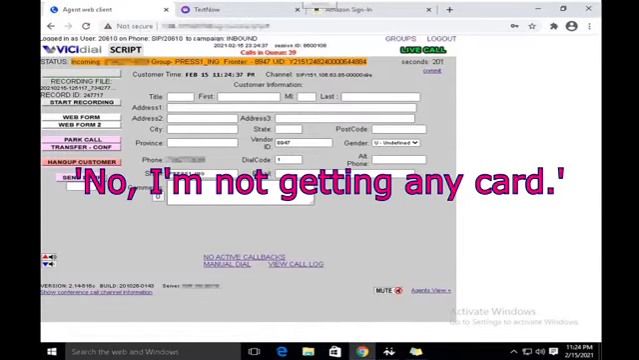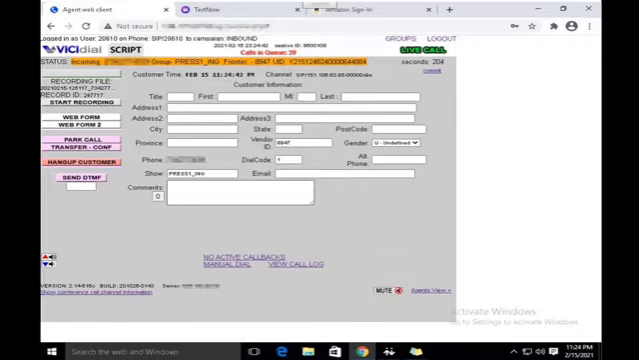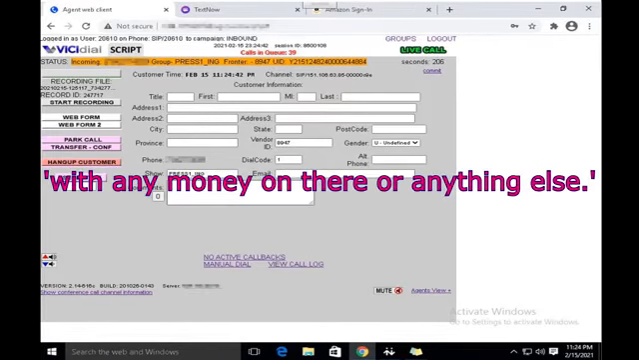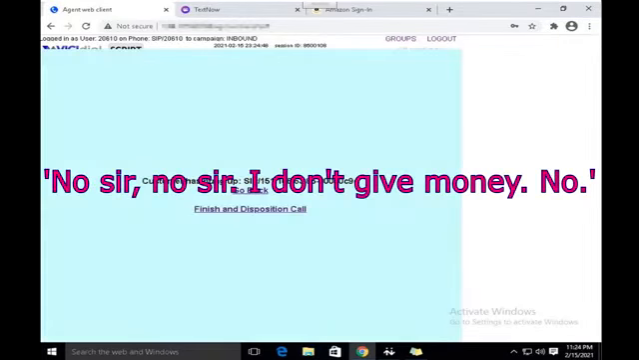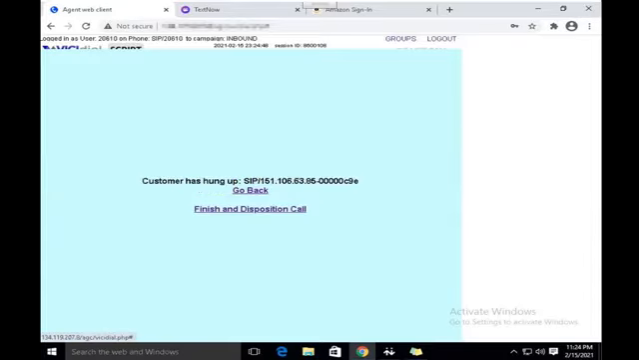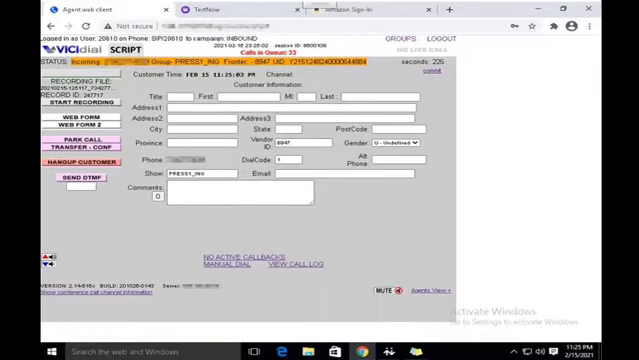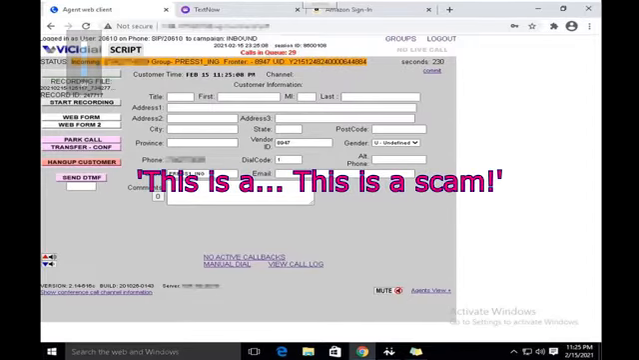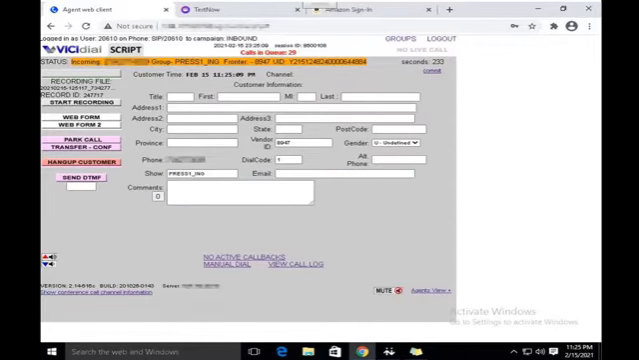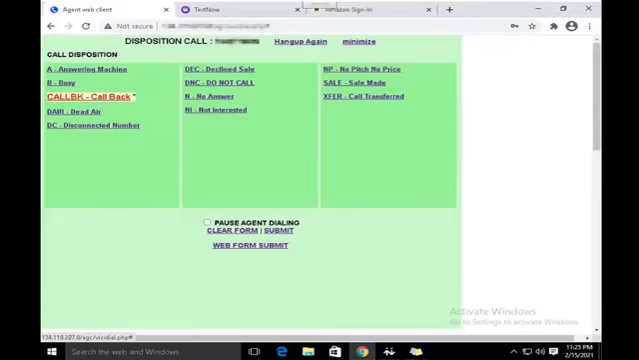No, I'm not getting any card. This is a hoax. I'm not getting you any card with any money on it or anything else. It will be refunded back to you, sir. It will be a 100% refund. No, sir. I don't give money. No, see, we are not asking you for the money. We need the security key card, the number on the back side of that security card. There's a long 16 to 20 alphanumeric. I'm not going to give you a security key card. That's ridiculous. This is a scam. No, no, this is not a scam, sir. Believe me. You motherfucker.